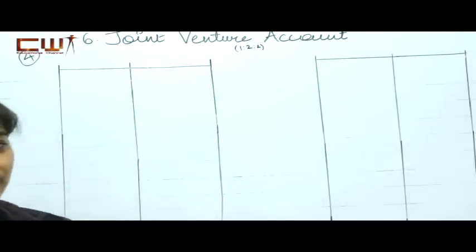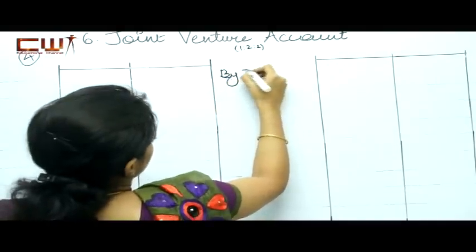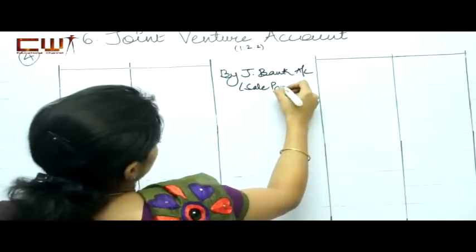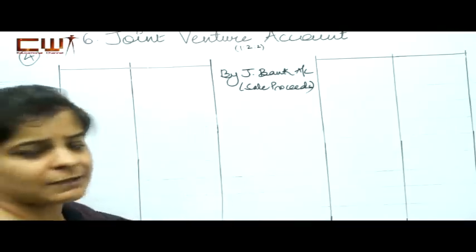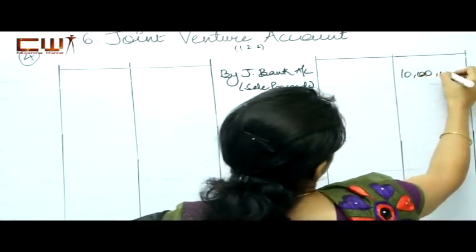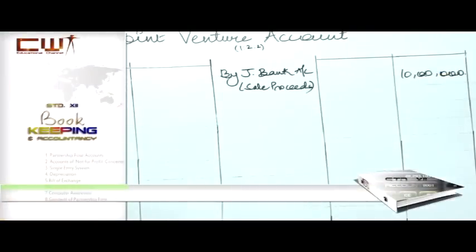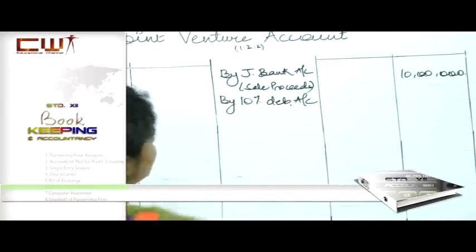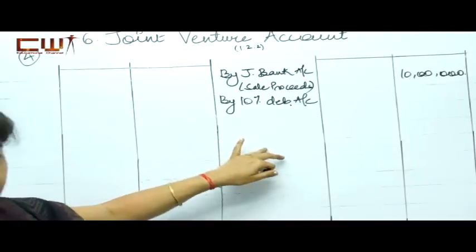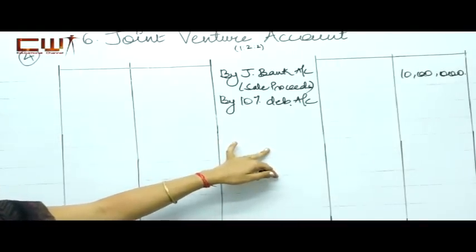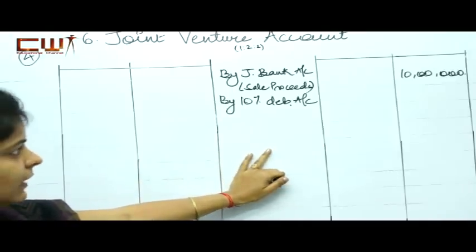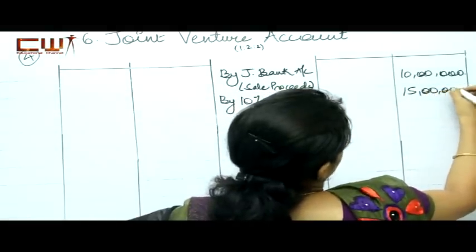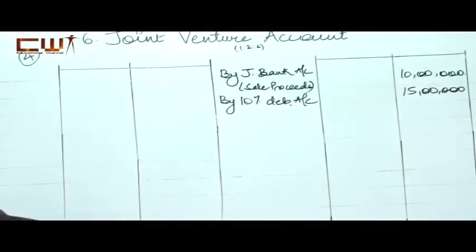Next is joint bank account, that is the sale proceeds, the amount that they have sold, 10 lakh. Next, 10% debentures have been given to the partners. So joint venture account, to, again this is the sales contract price that they are getting. Instead of money they are getting the debentures. How much? 15 lakhs.